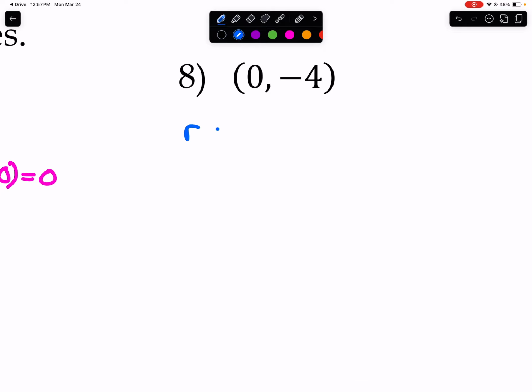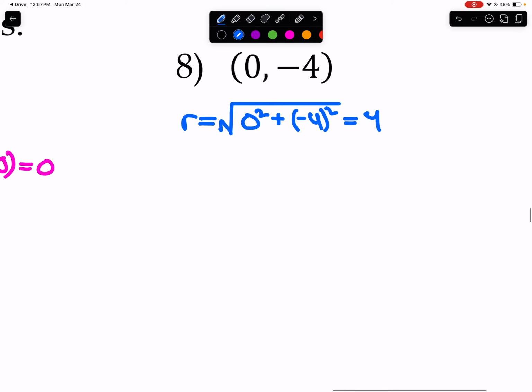So once again, same idea. We're going to do square root of both components squared. So 0 squared plus negative 4 all squared, which is going to turn into the square root of 16, which is just going to turn into 4. And then for my angle, we're going to look at inverse tangent of negative 4 over 0, which is going to be undefined.